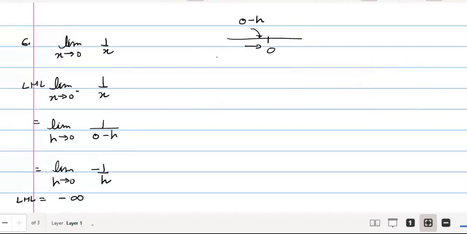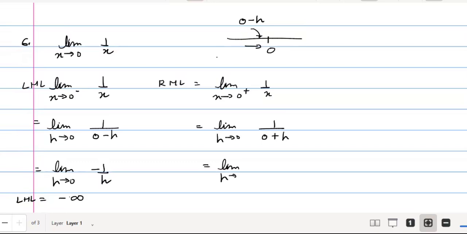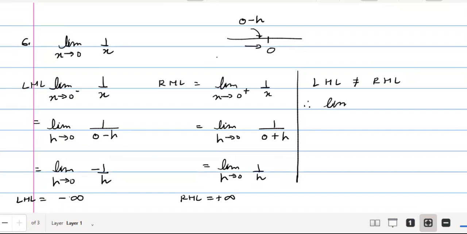And now if I do the right hand limit, so right hand limit is limit x tends to 0 plus. What do we write this as? h tends to 0, 1 upon 0 plus h, limit of h tends to 0 of 1 over h. And that answer for the right hand limit is positive infinity. Again, left hand limit is not equal to the right hand limit. Therefore, limit does not exist.